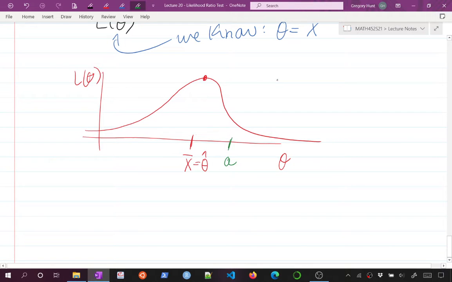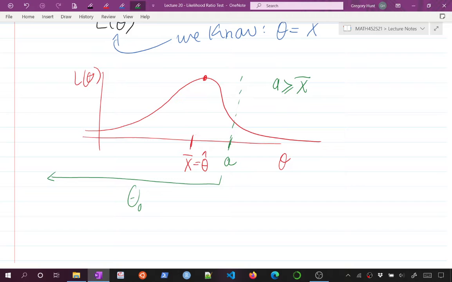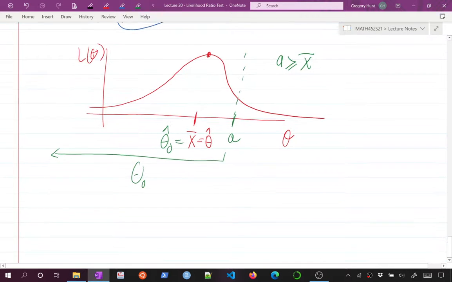So this is when A is bigger than, or let's say equal to, x bar. In that case, this whole interval is what we're calling theta naught. It's our null hypothesis. And so the question is, what is the MLE of our restricted space here, which is just the left of the dotted line? Well, because the overall maximum is attained in this interval, this is also just going to be the restricted one.